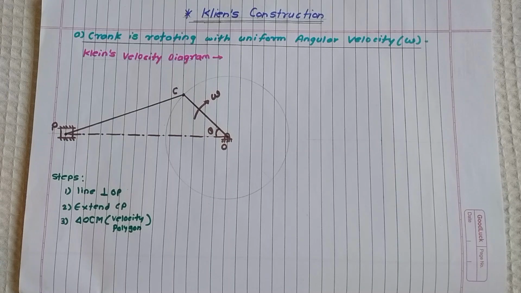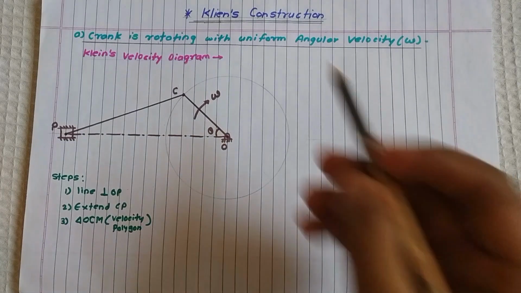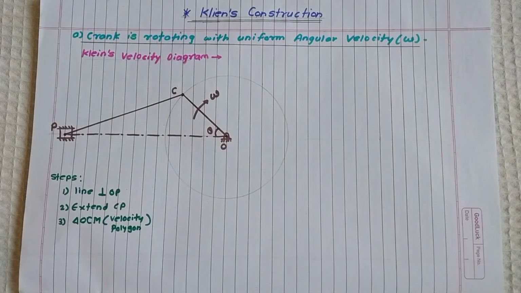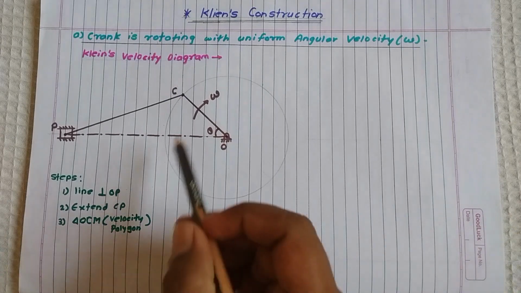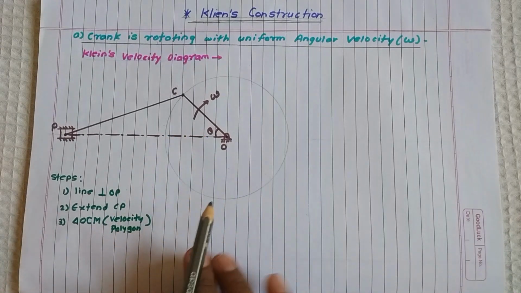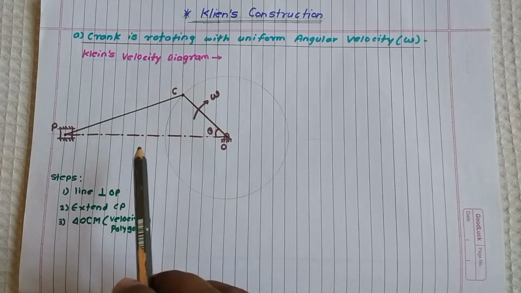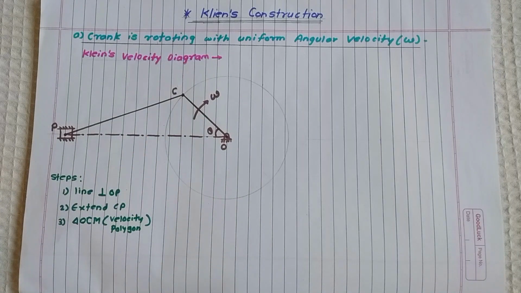So in today's lecture we are going to discuss Kleene construction method. It is one of the methods used to study velocity and acceleration of a reciprocating engine mechanism. This method is easier as compared to the relative velocity and acceleration method, because in this method we are going to draw velocity and acceleration in only one diagram. No need to draw separate velocity and acceleration diagrams.